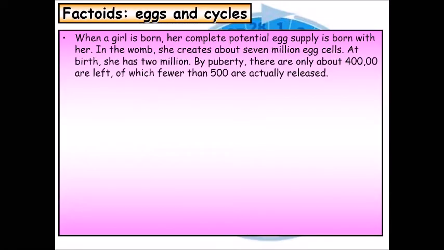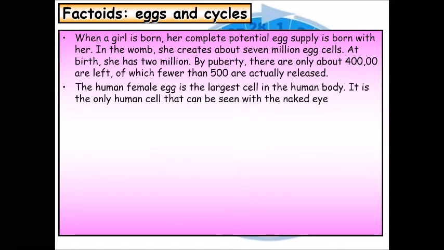You can read them yourself, but actually women are born with every single egg they're ever going to need, but they degenerate over time. So it's quite interesting. They have about 7 million eggs, but by birth they've already dropped to 2. It's the largest cell you can see in the human body. It's about half the size of a full stop.